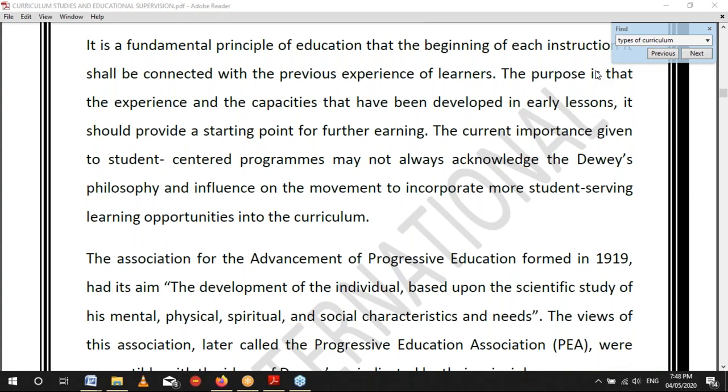It is flexible. That means the curriculum can easily be modified to conform to the needs and interests of the learner at that particular time. Something that can easily be modified is flexible. It is not rigid.